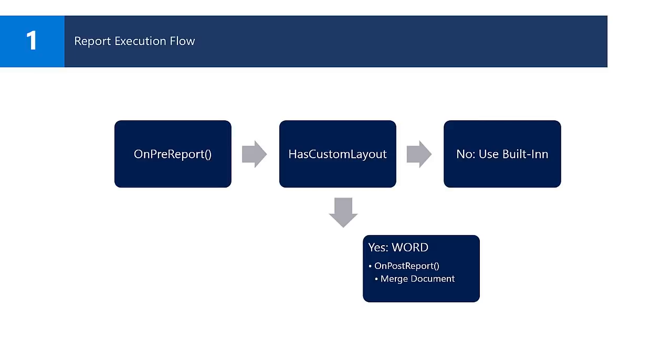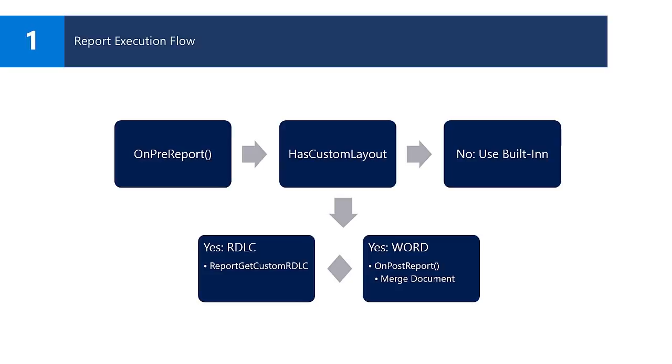Now if the report is set up to use a custom RDLC layout, then the ReportGetCustomRDLC function will be called after the OnPreReport trigger is invoked. And this function is responsible to load the proper RDLC layout and will use that to render the report.